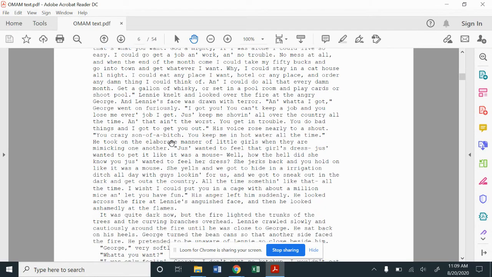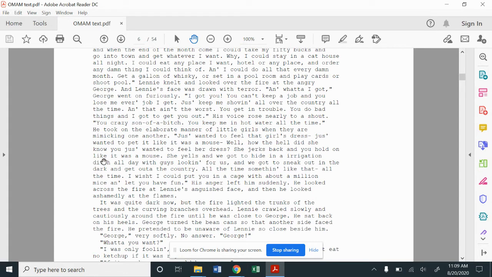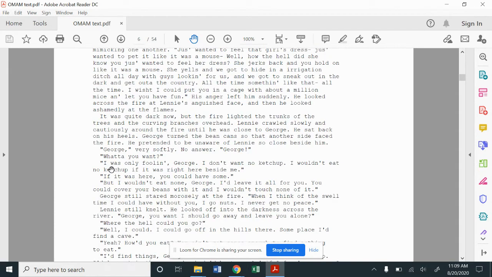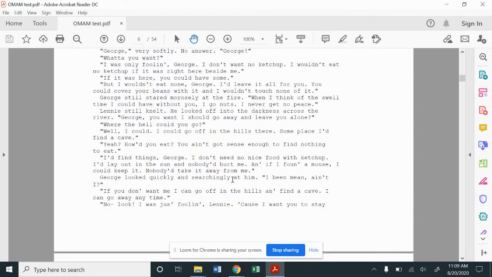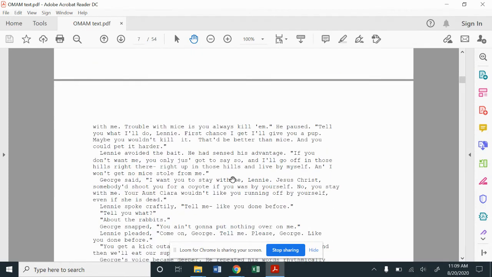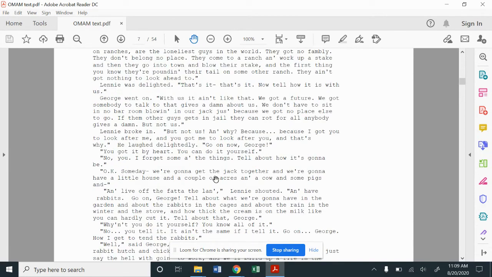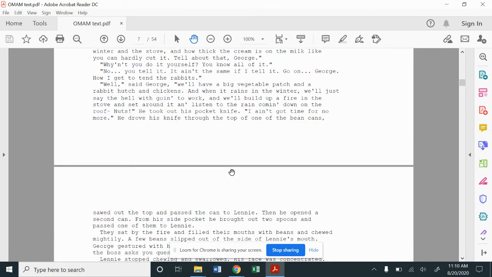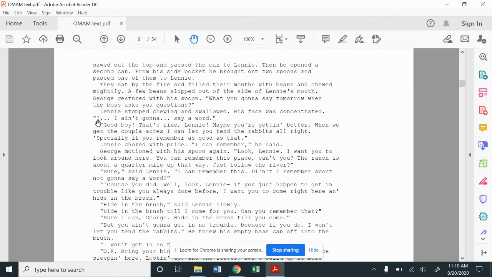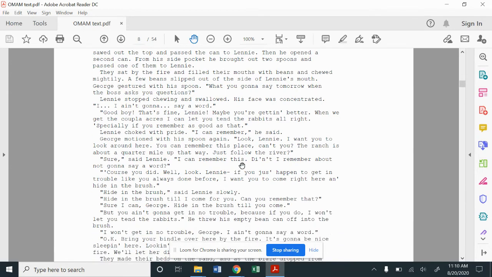Then what we're going to see here is it says, "Well, the hell if I don't. She yells at me," and it talks about his Aunt Clara, who used to be with him and take care of him, but she isn't anymore. "Trouble with mice." George said, "Oh, we got to take them." There's the other part. "We'll have a big vegetable patch and a rabbit hutch. I'll take care of the rabbits." "Go on, George. How I get to tend the rabbits." Okay, I get to tend the rabbits. That's one thing that he says as well.